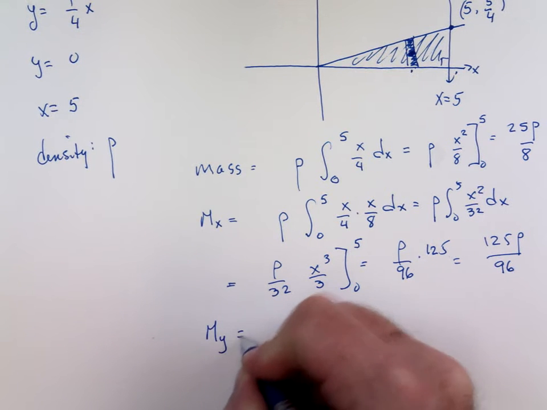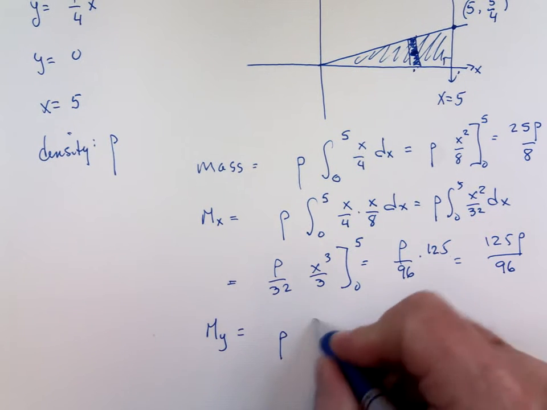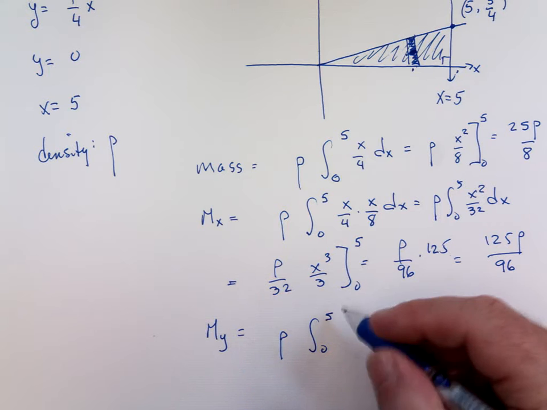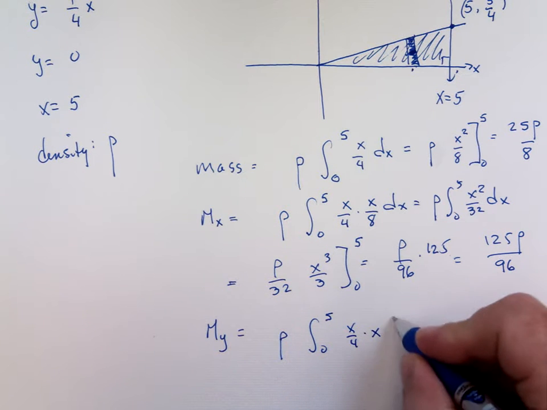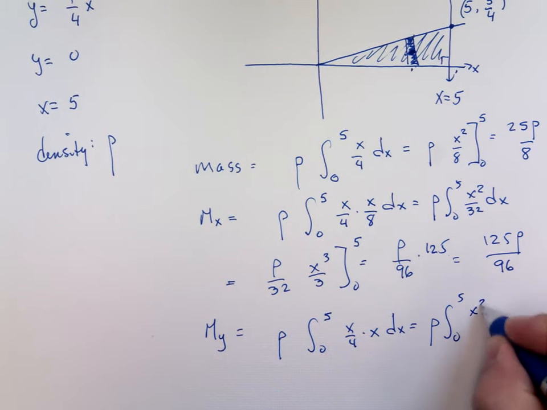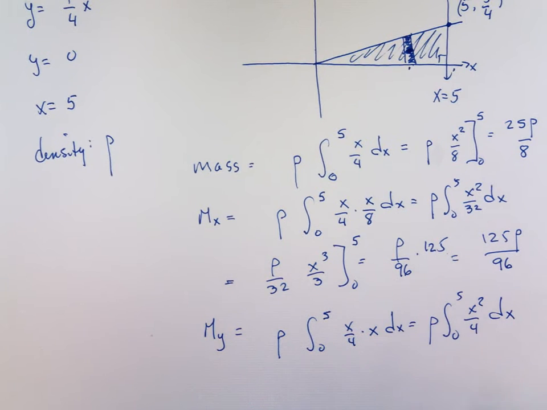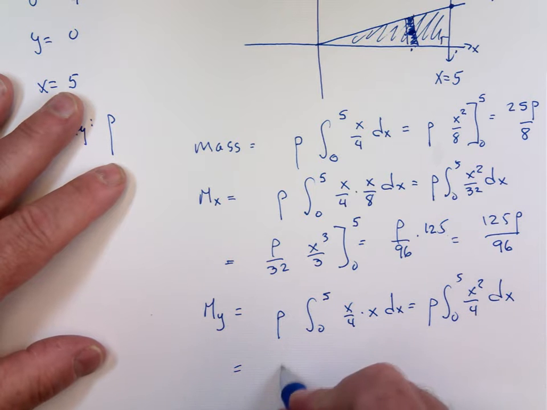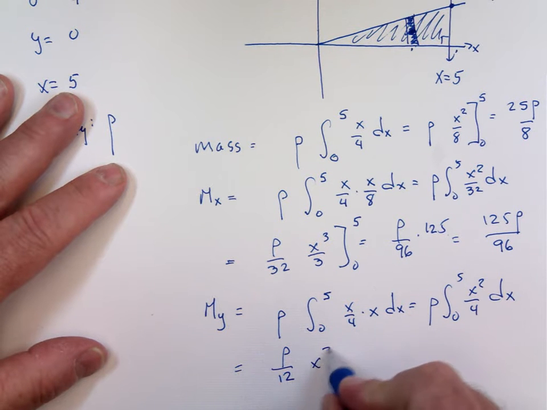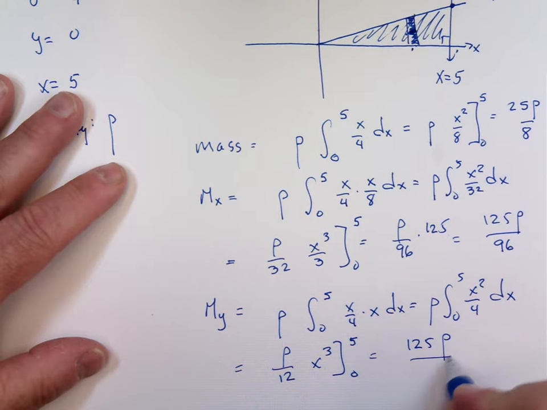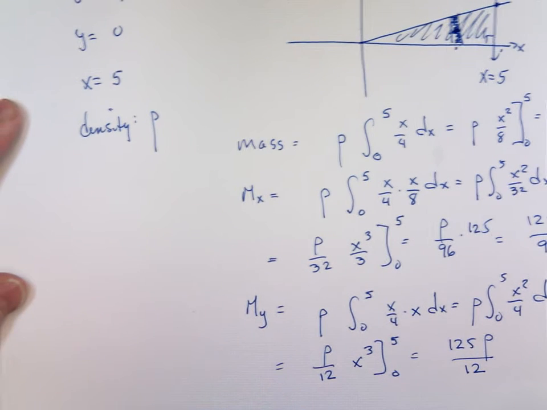Moment from the y-axis is rho integral from 0 to 5. The distance from the y-axis is x, so it's x over 4 times x this time. So we get rho integral from 0 to 5 of x squared over 4. All right, integrated, x cubed over 12. So we get rho over 12 times x cubed, and that's a 125. So 125 rho over 12. All right, those are all our ingredients.